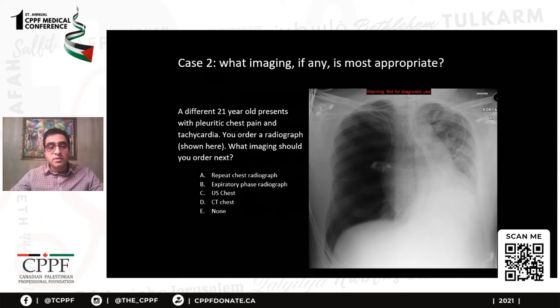All right, here's our next question. You have a different 21-year-old who presents with pleuritic chest pain and tachycardia. You order a radiograph that you see on the slide in front of you. What imaging should you order next? Repeat chest radiograph, expiratory phase chest radiograph, ultrasound chest, CT chest, or none of the above? You have 30 seconds to answer the question.